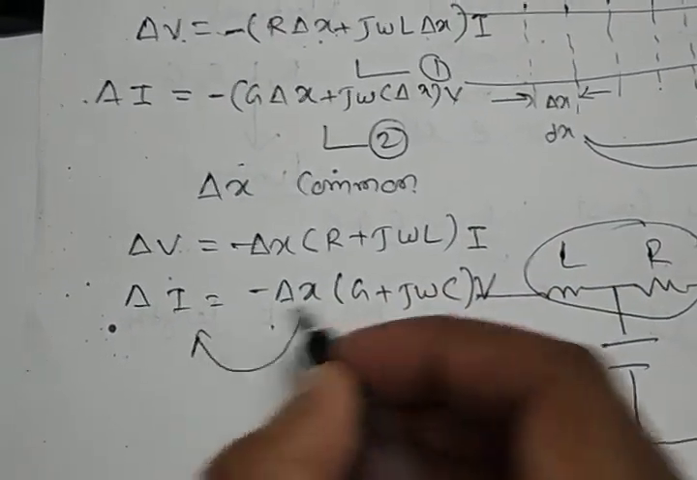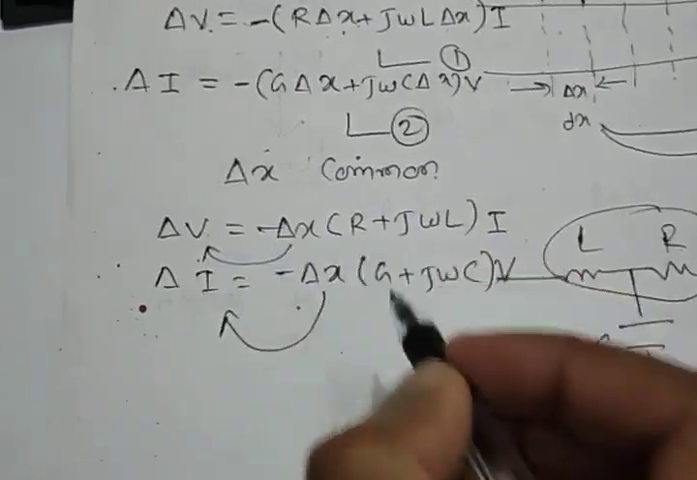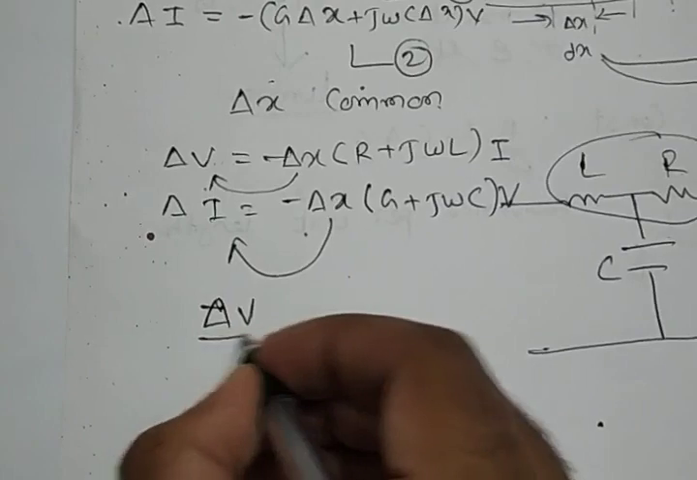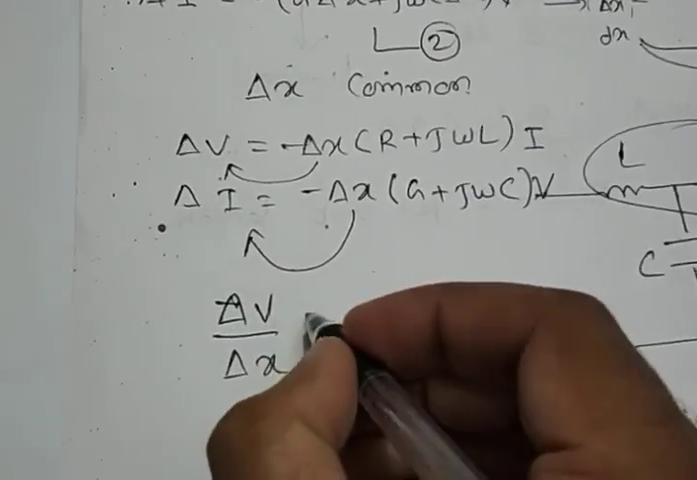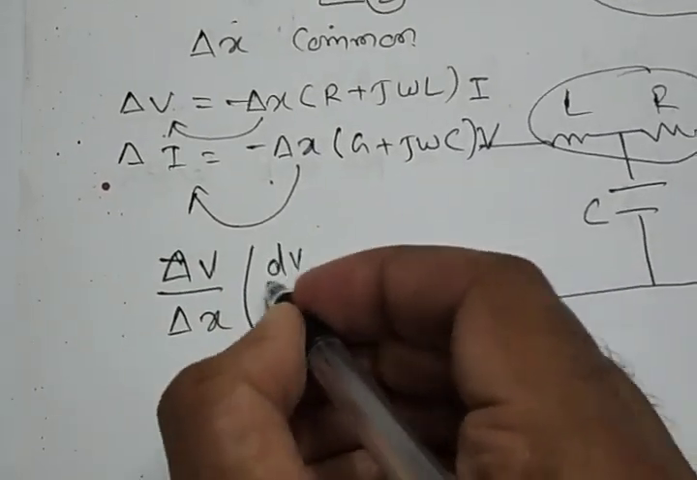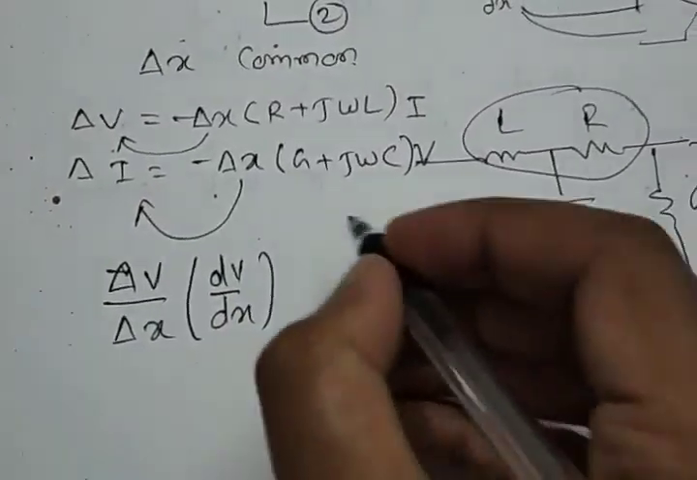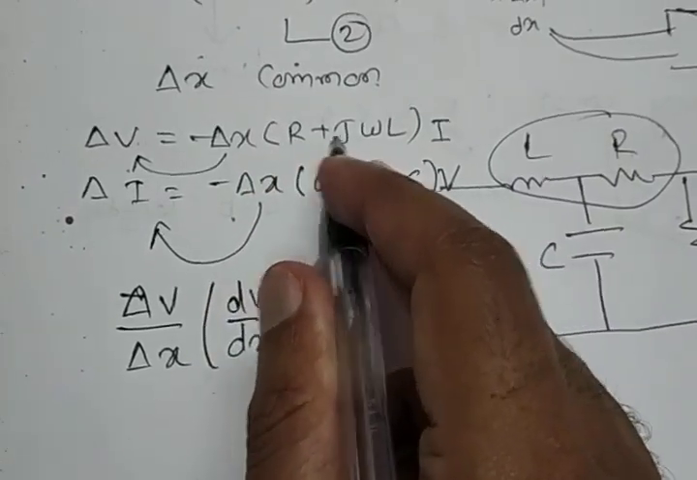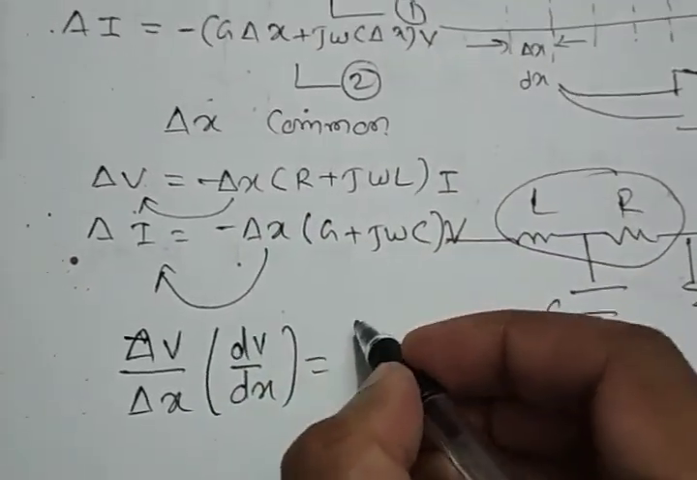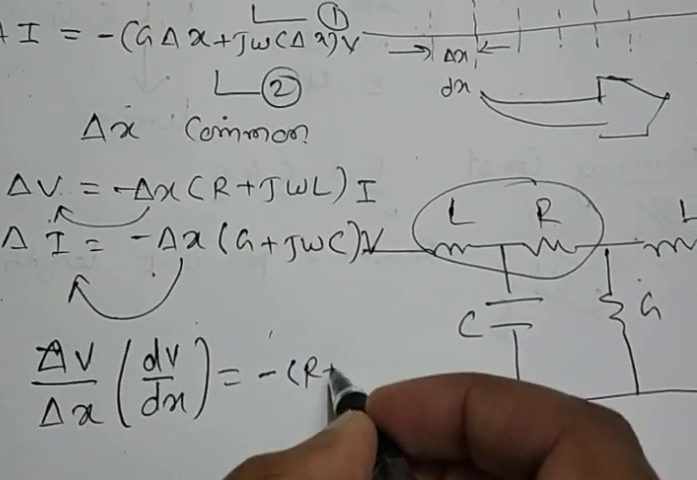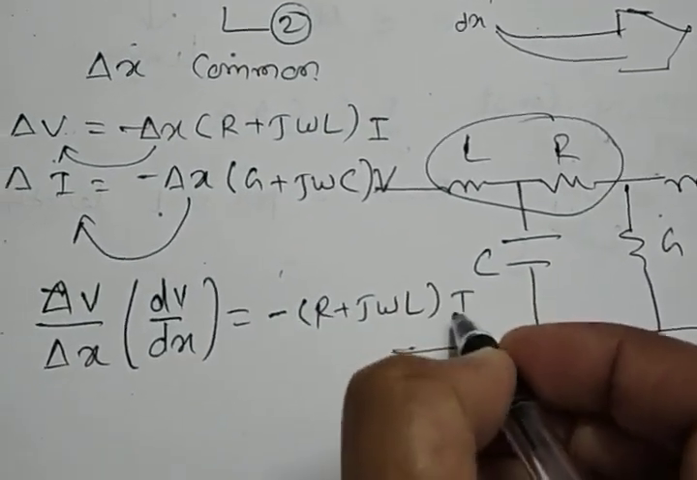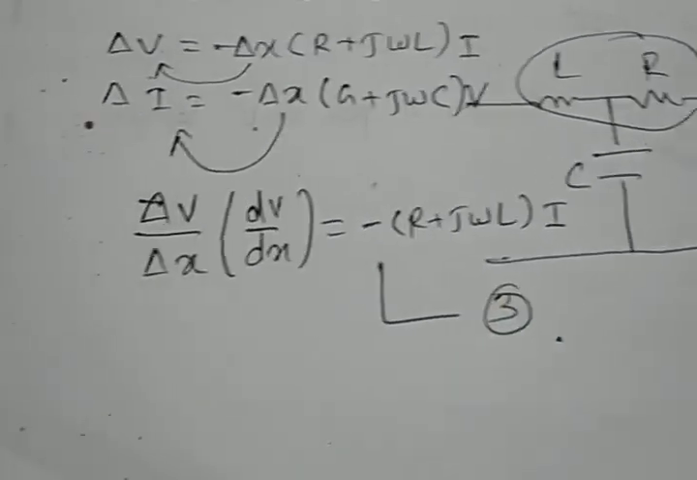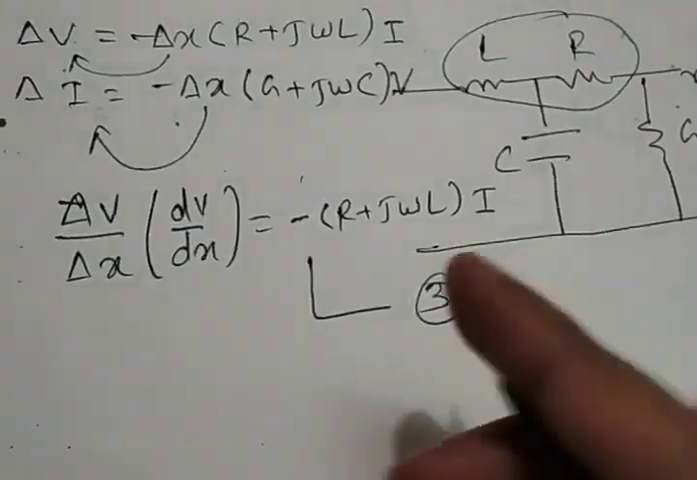So we will shift this delta x to the LHS. So what we will get, delta V by delta X, the same thing we can write as dV by dX, differential element, is equal to minus of R plus j omega L into I. Say this is expression number 3.